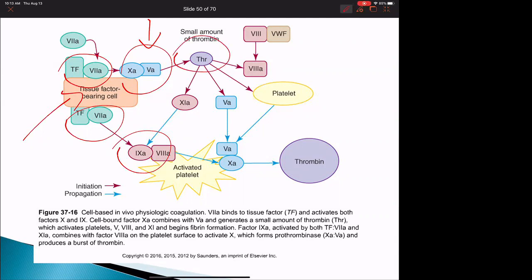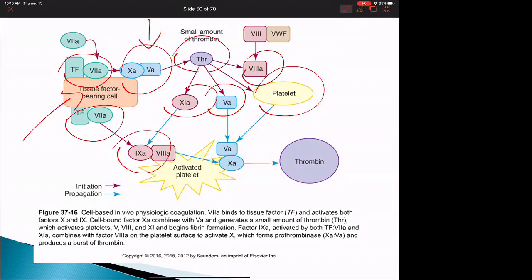So here it is, thrombin. Remember I told you thrombin is very, very, very important? Okay, so thrombin has many different functions. Thrombin then comes in and actually activates platelets, okay? So right over here. It also activates factor 5, okay? It activates factor 8, and it activates factor 11, okay? And then that begins fibrin formation, okay?